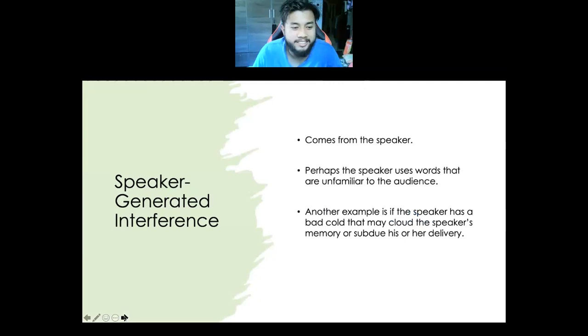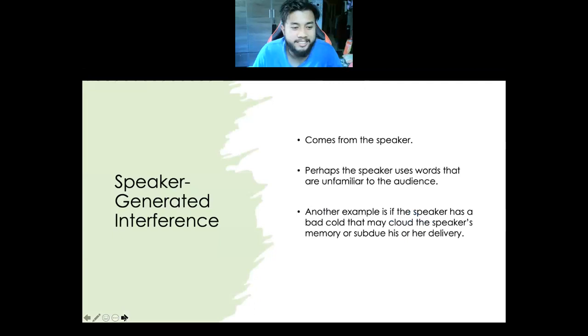It comes from the speaker. Perhaps the speaker uses words that are unfamiliar to the audience. Another example is if the speaker has a bad cold that may cloud the speaker's memory or subdue his or her delivery. So this comes from the speakers. For example, the speaker got the flu, the speaker was caught in a bad diarrhea, or the speaker had a fight with the wife back home. Okay, so it will actually affect the speaker's ability to speak properly.